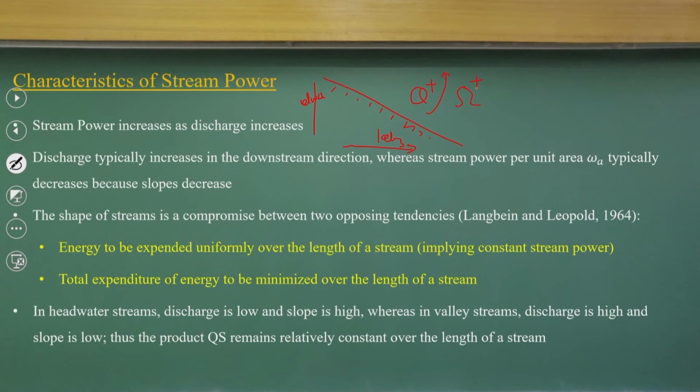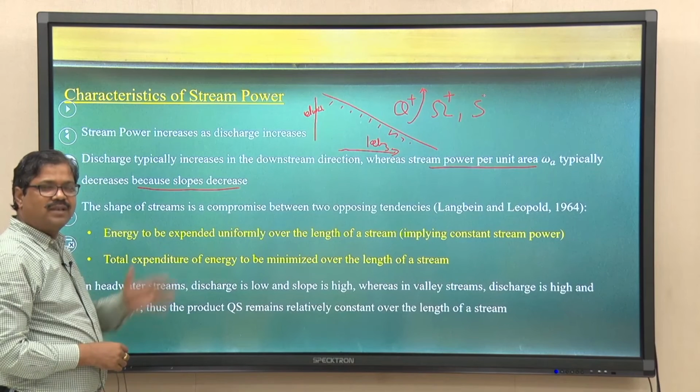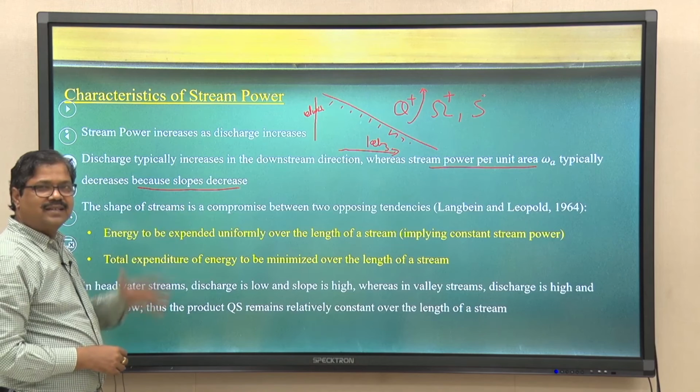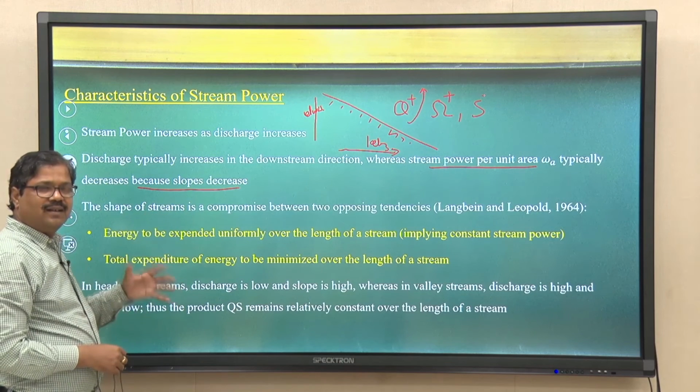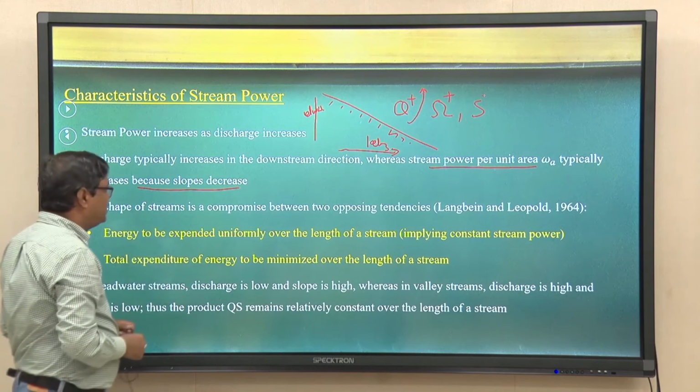But stream power per unit area typically decreases as the slope decreases. And as we know, as you go downstream, the slope also has a decreasing trend. So as I go along the river from upstream to downstream, the discharge increases and the slope decreases. And that is the reason for the hypothesis we have.